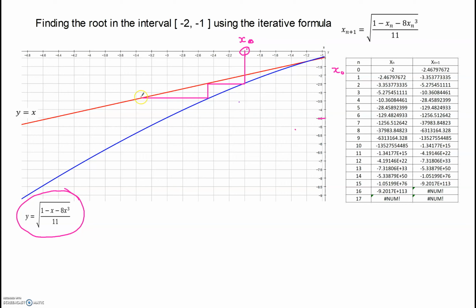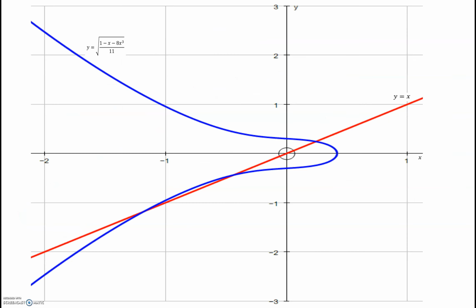And you can see very clearly what's happening here, that actually we're not going in the direction that we want. We want to head towards the root, and this is heading away from the root. And that would just keep going and keep going. The root is up here, it's where the two graphs intersect, and so the method isn't working with this particular root. So why won't this iterative formula work for all the roots?